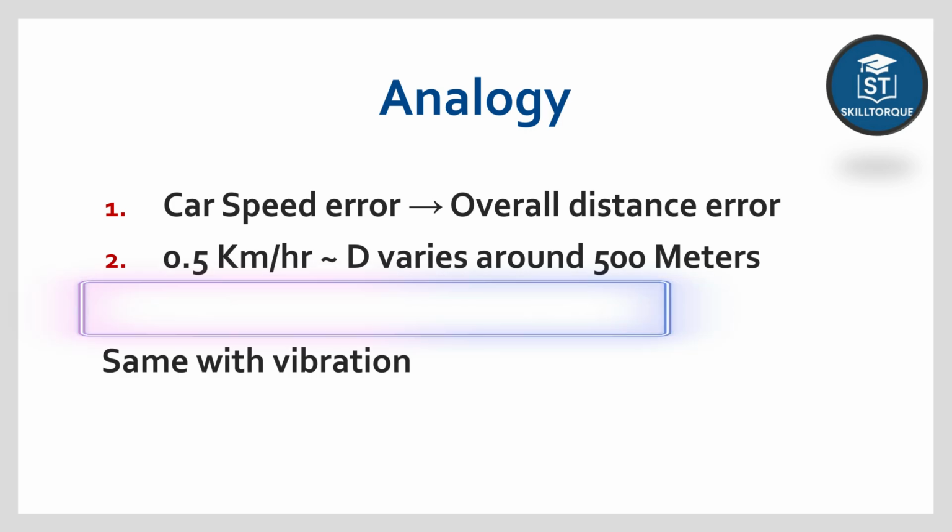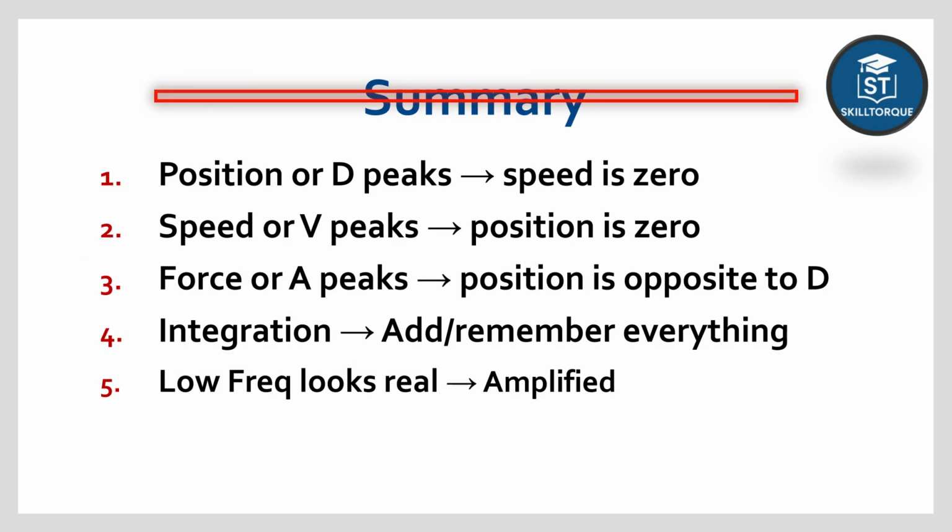Now I will take one example here. Imagine our car speedometer has a very minor error of, let's say, 0.5 km/h. If you calculate the distance by integration, after 1 hour there will be a variation of 500 meters, right? So the same logic applies to vibration. I hope things are very clear now. So let's conclude this video.